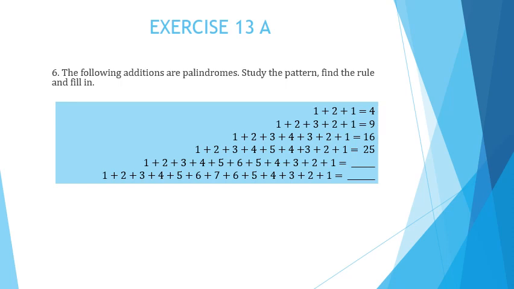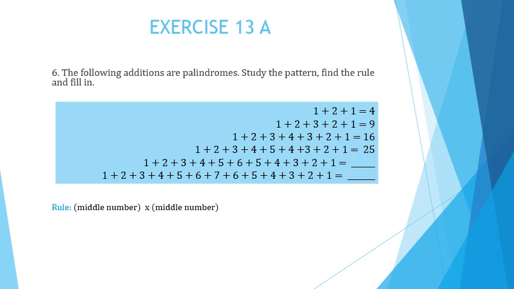In the second case, which is the middle number? It is 3. 1 plus 2 plus 3 plus 2 plus 1. Here in this palindrome, the middle number is 3. So 3 multiplied by 3 is equal to 9. In the third case, 1 plus 2 plus 3 plus 4 plus 3 plus 2 plus 1, the middle number is 4. So 4 multiplied by 4 is equal to 16. In the fourth case, the middle number is 5. So 5 multiplied by 5 is equal to 25.